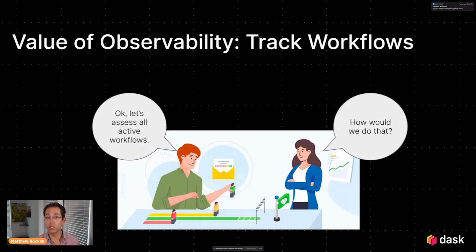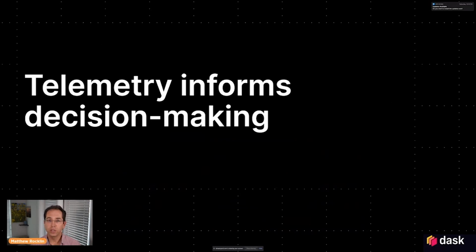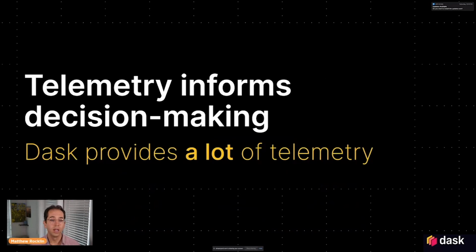They actually had no idea who was using Dask. They had no idea who was using their platform. Or they did, but it was buried somewhere they didn't have good access to. And so telemetry informs decision-making, right? Can I use new things? Can I retire things? Can I fix things that are broken?